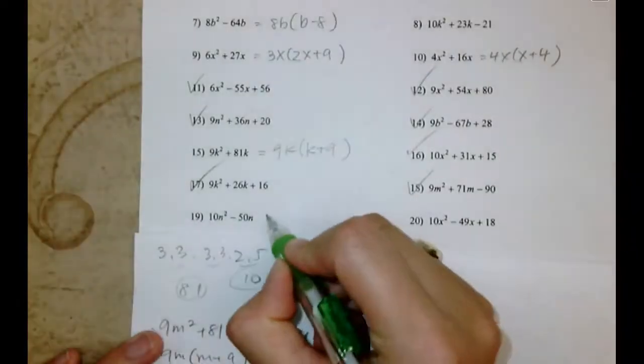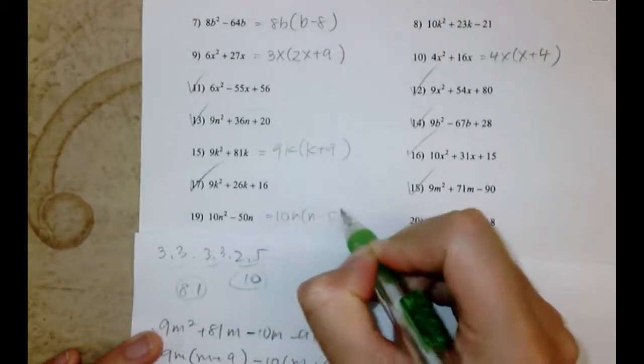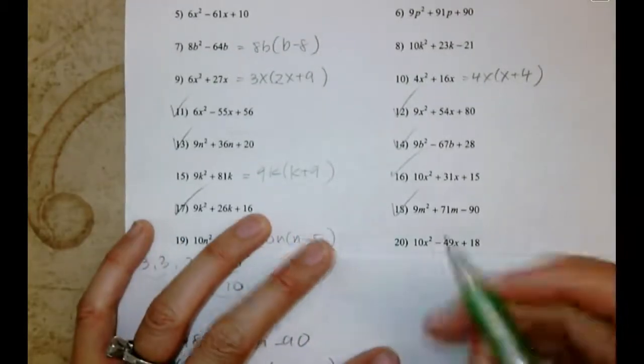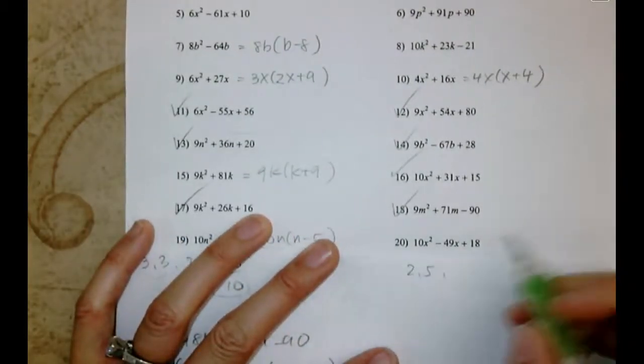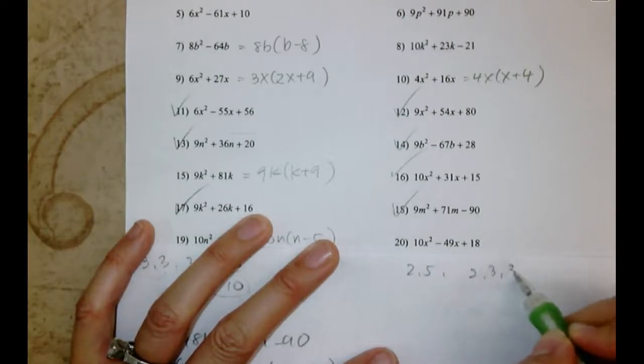2 more to go. Oh, and this is binomial. Let's take 10n out, and then you get n minus 5. And you're done with this one. And here's the last one. All right. So 2, 5. This is 9 times 2. So 2 and 3 and 3.